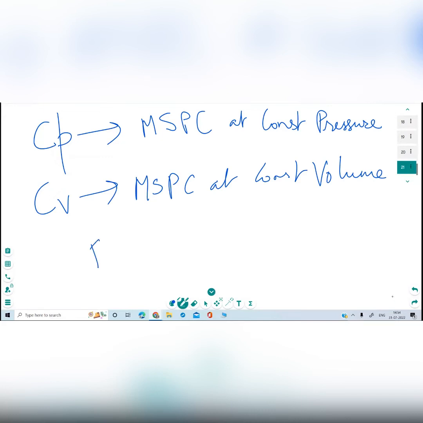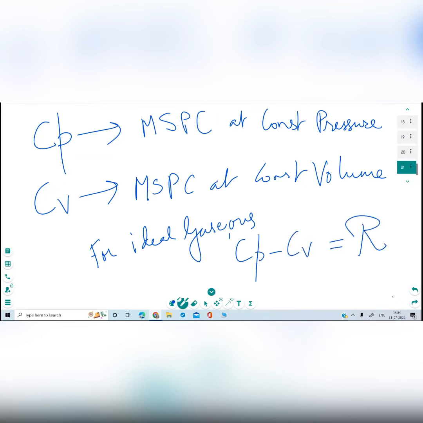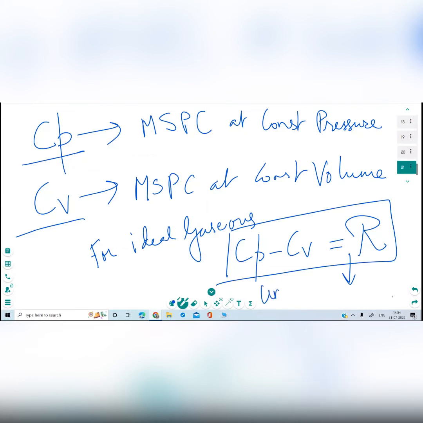And for ideal gases, what happens? Cp minus Cv is equal to R. That means this minus this will give you R. And what is R? Universal gas constant.